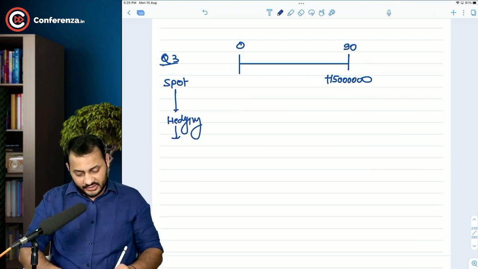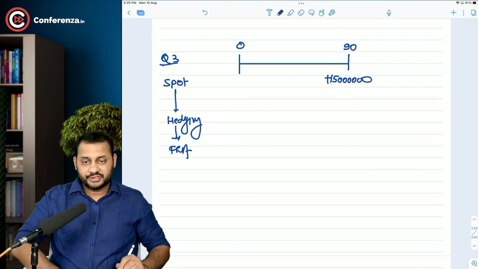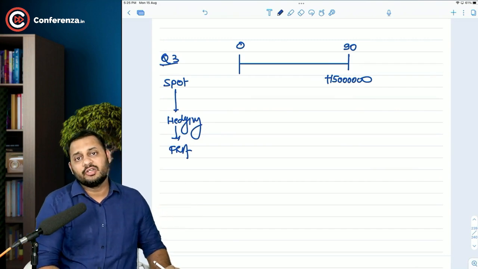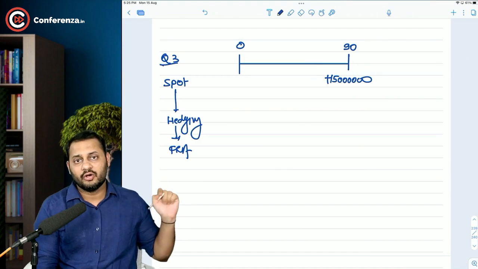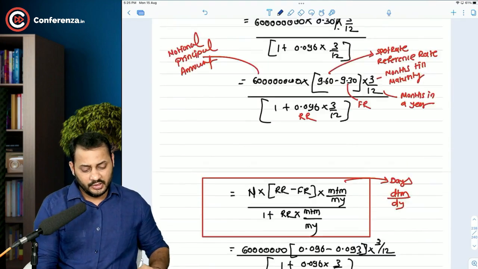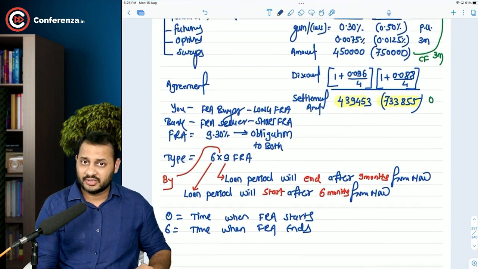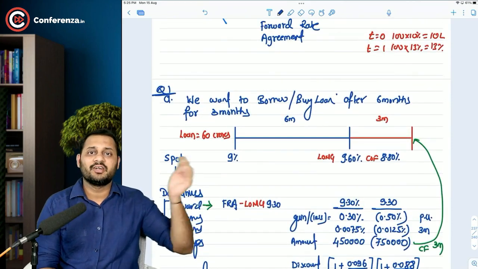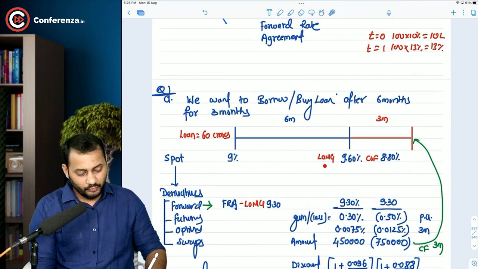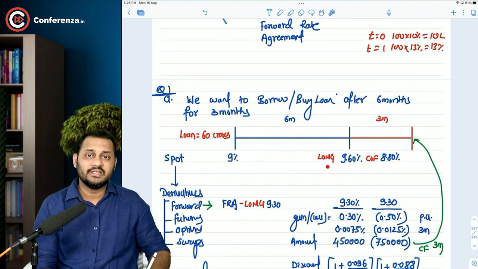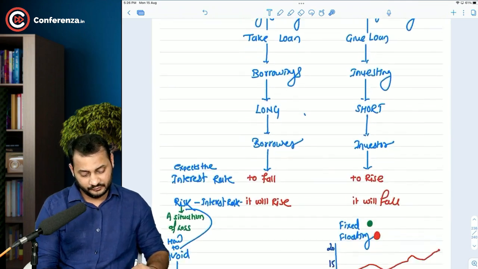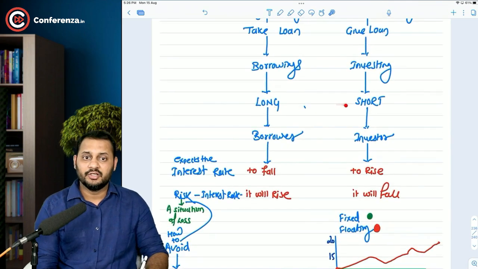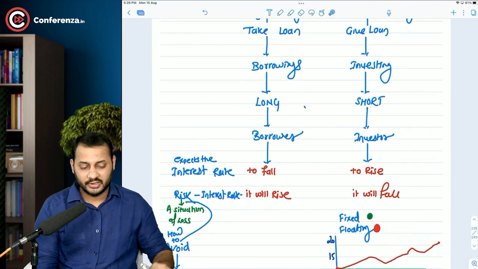Okay, hedging with the FRA. The question is whether you will buy FRA or sell FRA, whether you will go long or short. And it's very simple, sir. In the previous question, we were the borrower, not the investor, and we wanted to borrow after 60 days. We wanted to buy money after 60 days. That means it would have been a long position for us. See, long means borrowing money, short means giving money, selling.